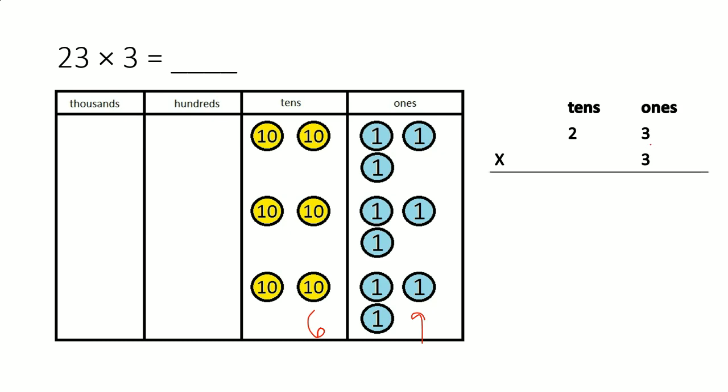We write 23 multiplied by 3. 3 ones multiplied by 3 gives us 9 ones. 2 tens multiplied by 3 gives us 6 tens. Therefore, 23 multiplied by 3 gives us 69.